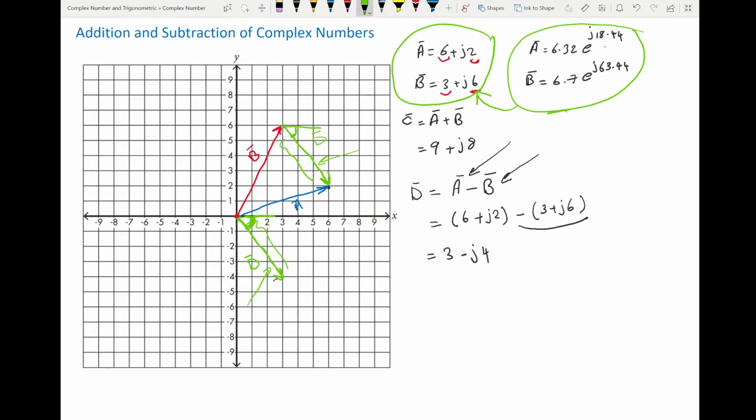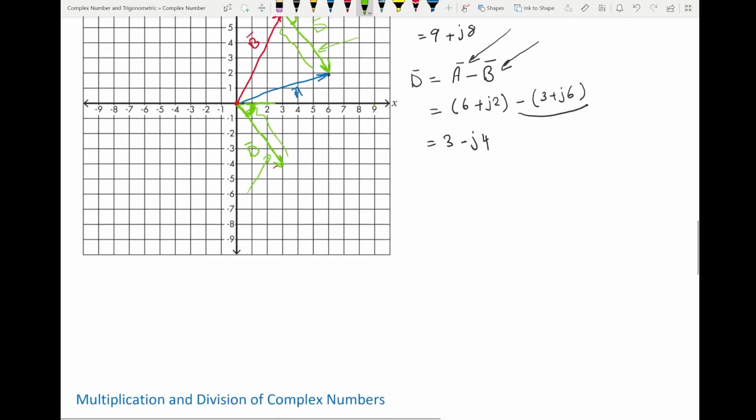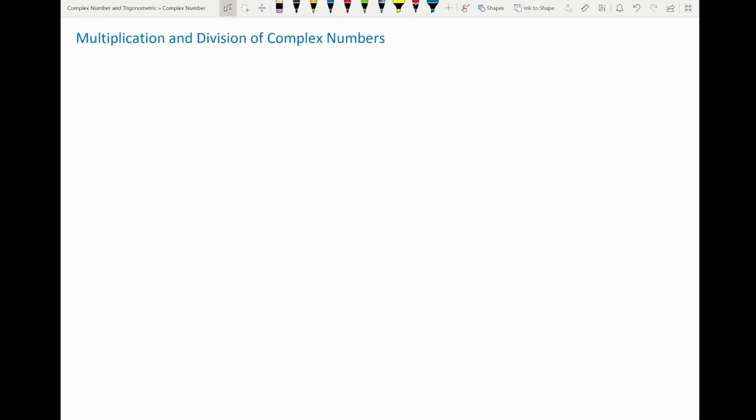All right, let's do some multiplication and division. So let's take these two complex numbers, A equals 3 plus J4 and B equals 2 minus J5. Now I can carry out multiplication and division in rectangular form or polar form, but it's much easier if I do it in polar form.